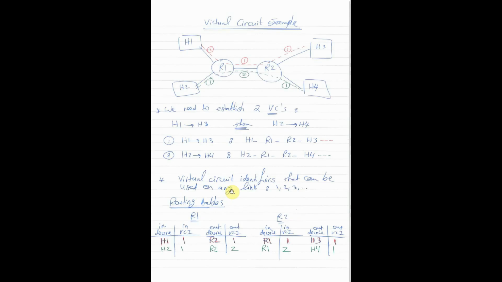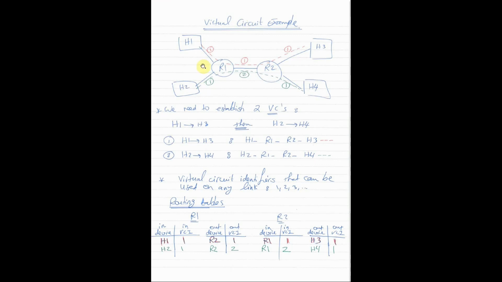Now, this is an alternative example. It's a smaller example that will clarify more. It will elaborate more on how the routing tables look in the case of virtual circuits and how we have to choose the VCIs to avoid conflicts.